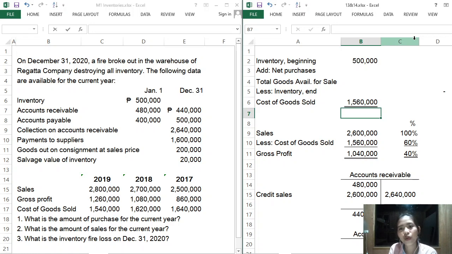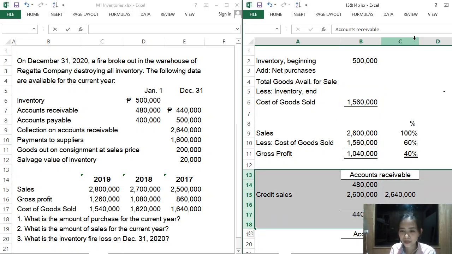Ano pa bang items na kulang? Ayan, hindi natin makompute yung net purchases. Or hindi pa natin alam, I mean. And the inventory end na i-work back natin later. So, ayan. Net purchases pa pala.